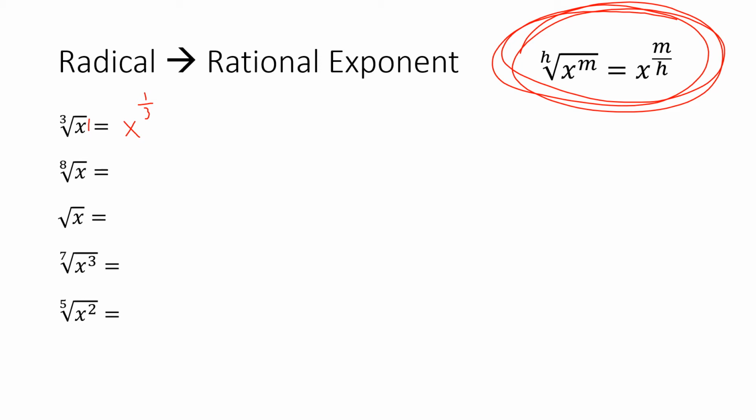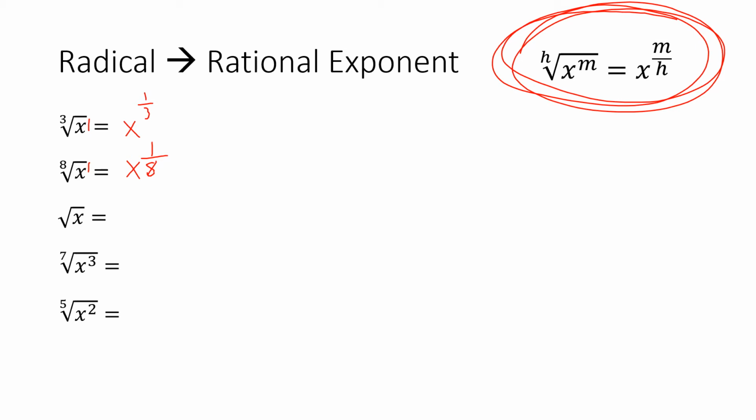Same exact thing on the second one. You have the 8th root of x, it's a regular x. You can think of that as x to the first power. So when you convert this to an exponent, remember the man rides the horse, the man is inside the house, the horse is outside. Okay, the third one, this is the trickiest one of all.